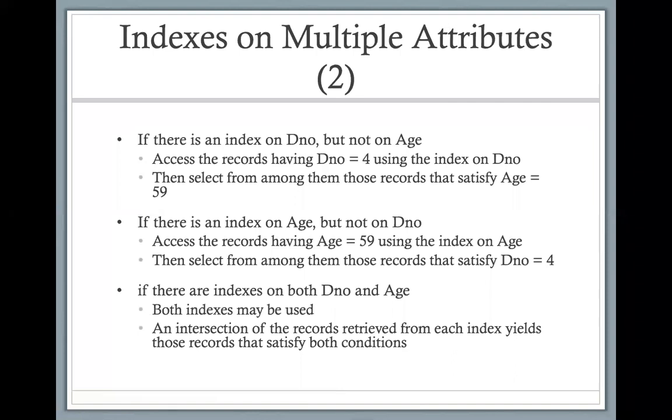So I have now 2 sets of employees, ones that are in department 4, and ones whose age is 59. How do I get the ones that satisfy both conditions? I do an intersection of the records retrieved from the first index with the records retrieved from the second index, and that would give me the records that satisfy both conditions.